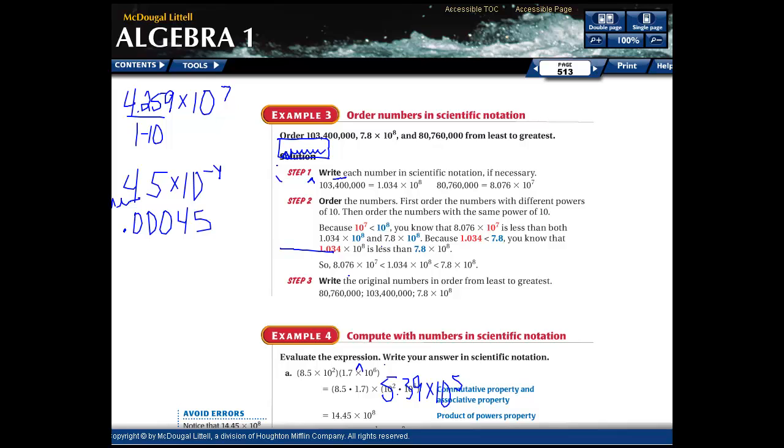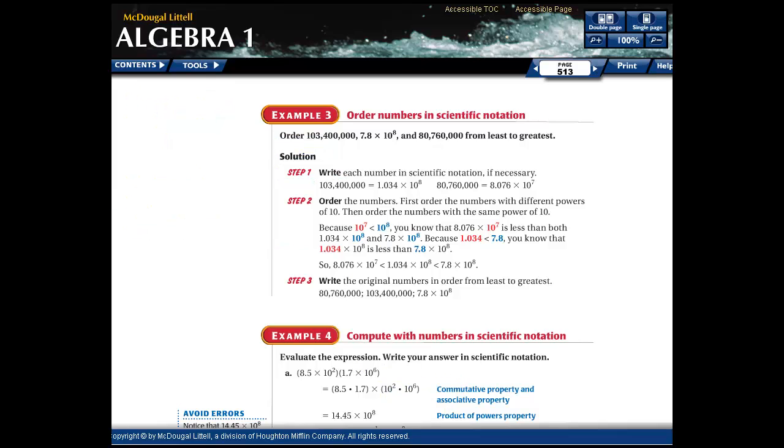Okay, top of the next page. Ordering numbers in scientific notation. It's easy to order things from least to greatest. Just tell which one's the smallest, put the next one in order, the next one in order. But it's not as easy to see which one's bigger than another one if they're not in the same form.